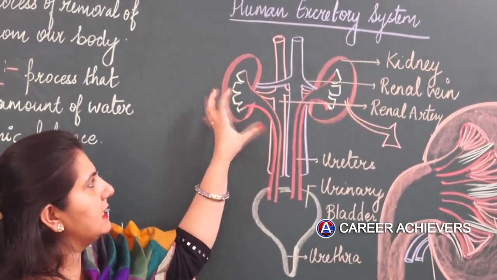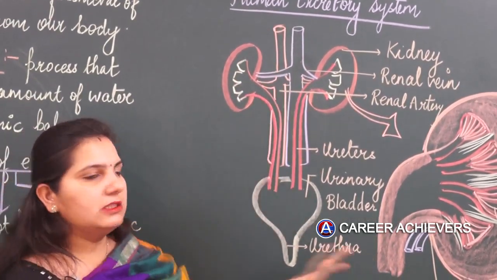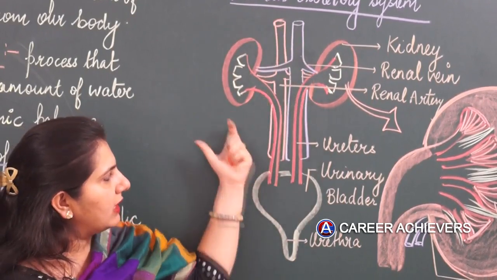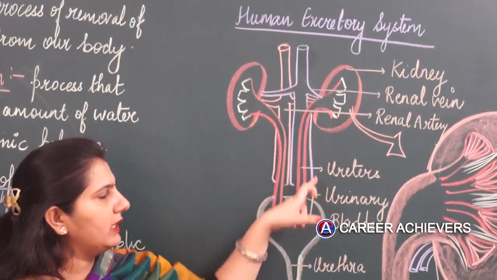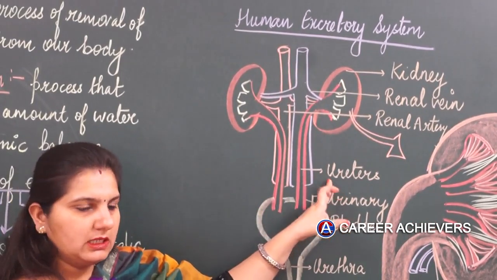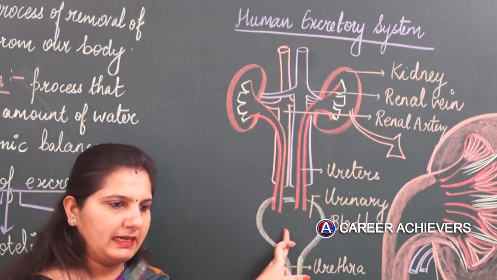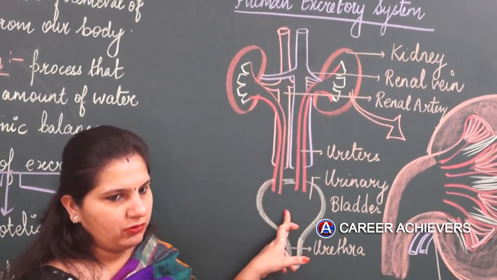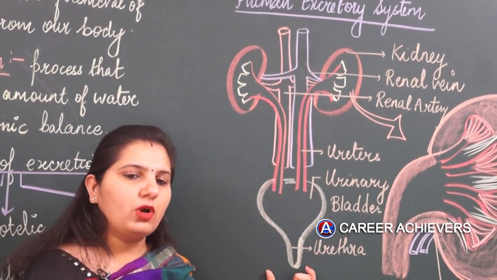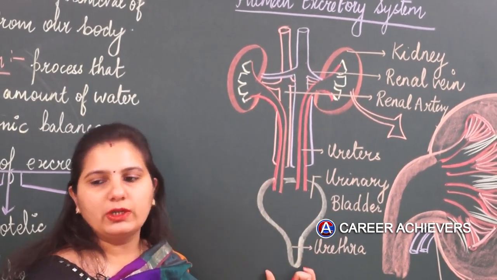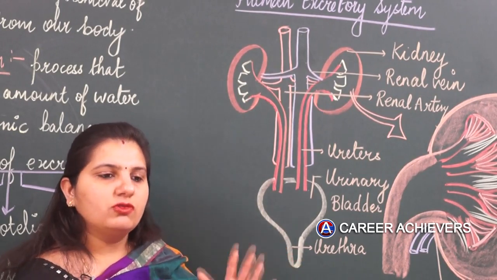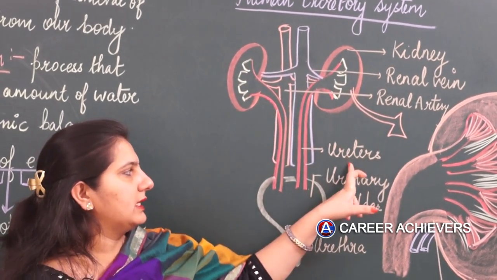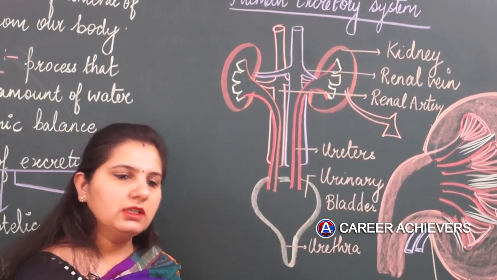Now these kidneys have an internal structure that we'll study in detail. After the kidneys there are two pipe-like structures, the ureters, which carry the formed urine from the kidney into the urinary bladder, a muscular structure responsible for the collection of urine. Then the urine is periodically ejected out of the body through an organ called the urethra. So four major parts of the human excretory system are kidneys, ureters, urinary bladder and urethra.